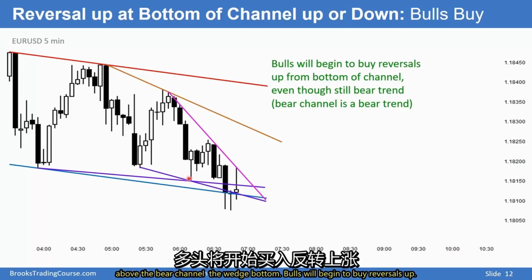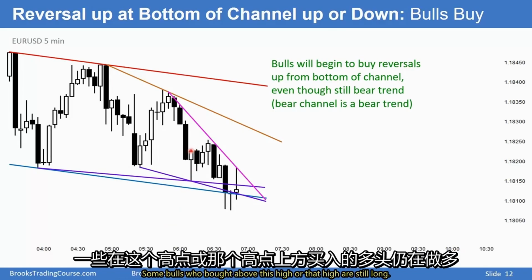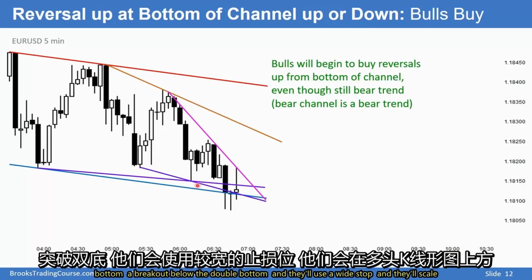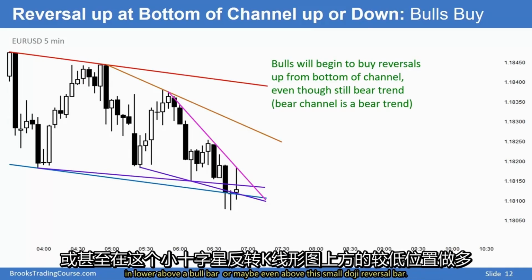Bulls will begin to buy reversals up. Some bulls who bought above this high or that high are still long. They might be using a wide stop, maybe based upon a measured move down from this double bottom, a breakout below the double bottom, and they'll use a wide stop, and they'll scale in lower, above a bull bar, or maybe even above this small doji reversal bar.